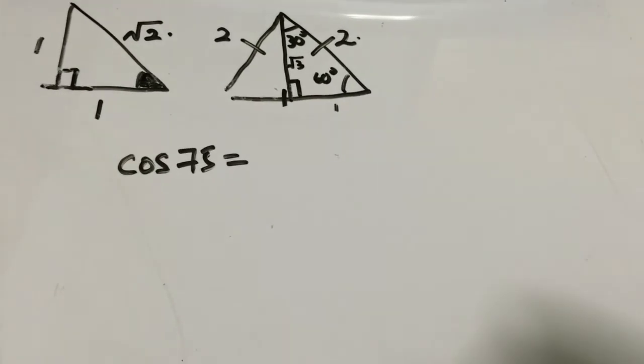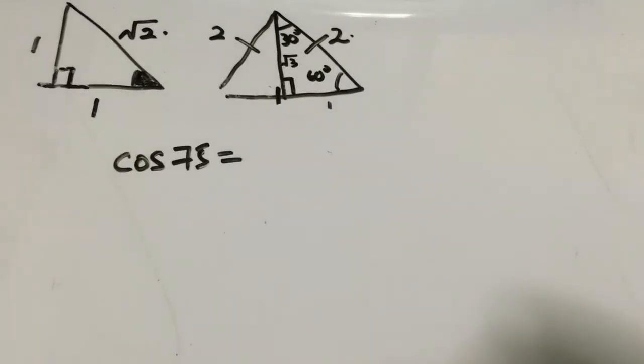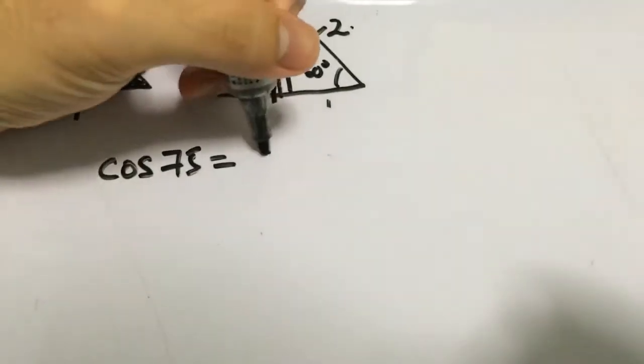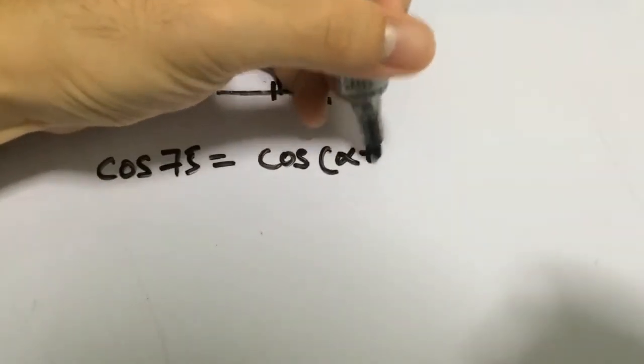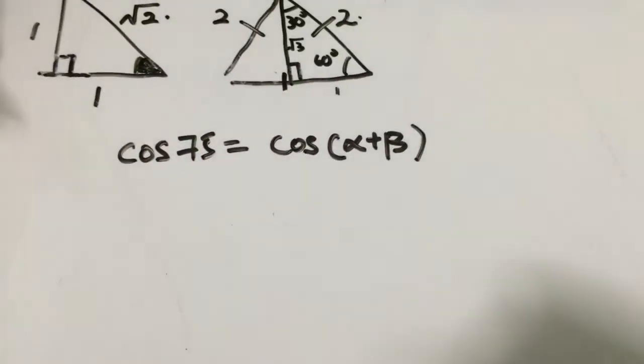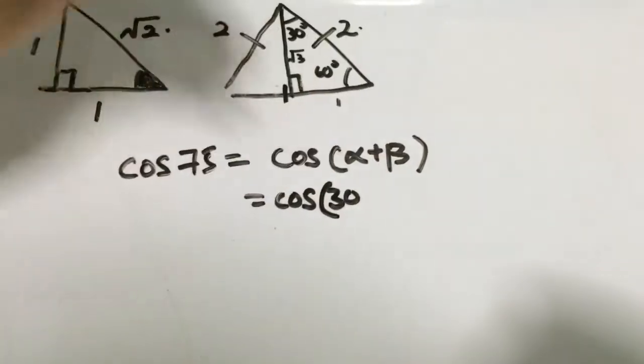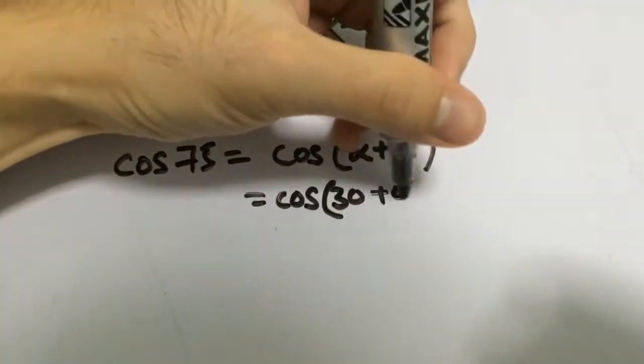Okay, the next thing to solve is cosine 75. Well, cosine 75 is basically very simple. Same thing, we split it out into two different angles. There will be cosine of alpha plus beta. And let alpha be what? Let alpha be 30 and beta be 45.